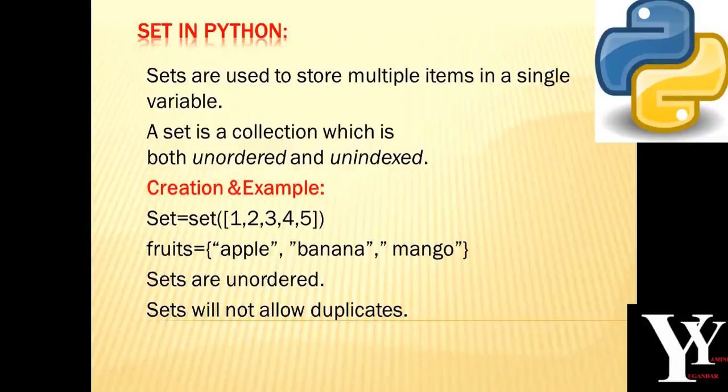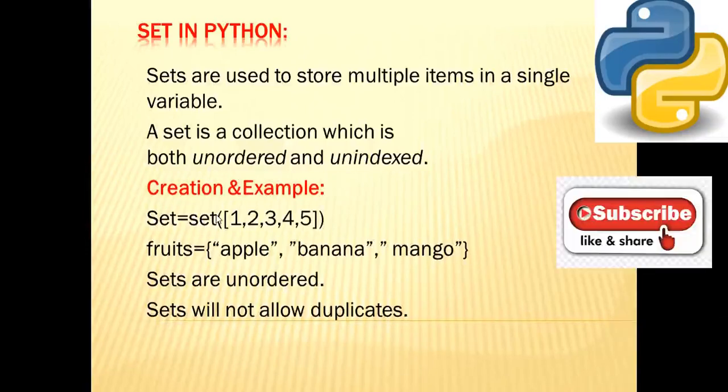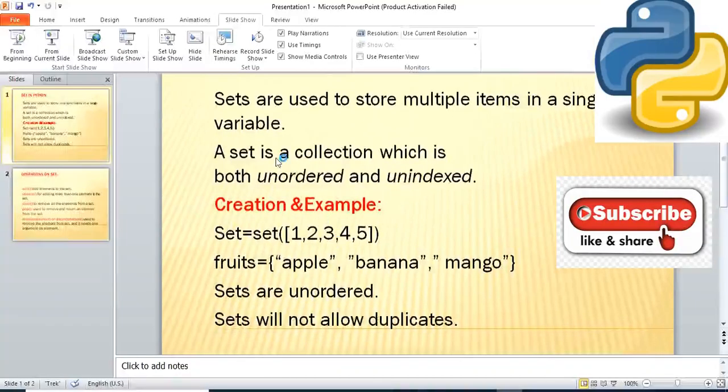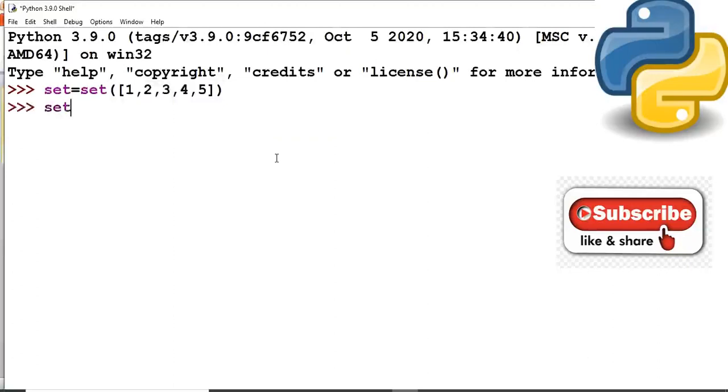Okay, we can create set in two ways. Either we can go for using the predefined method called set, or you can create set by putting the elements inside the curly braces. And remember that set is unindexed and it will not allow duplicates. So you can also create set by putting the elements inside the curly braces.